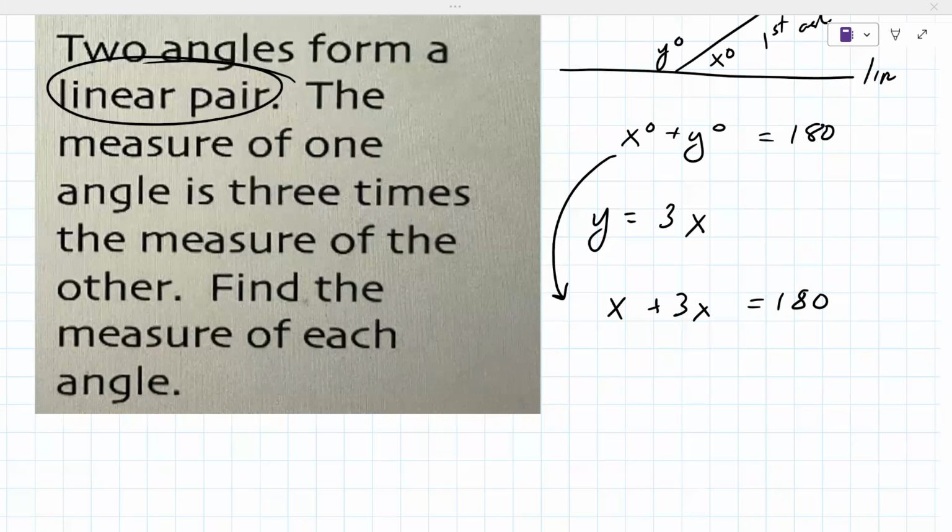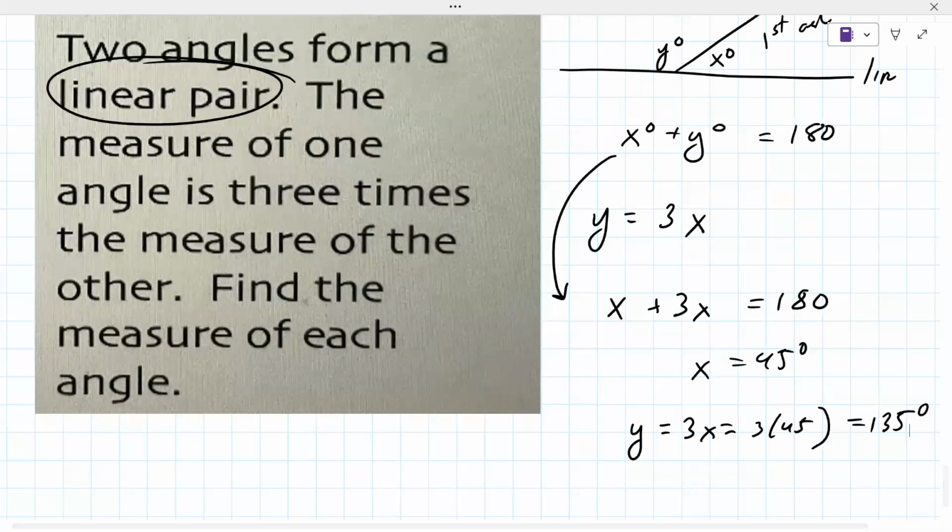Yeah, 45. X is 45. Good. Now, is it asking for the value of X? Does it say find the value of X? Nope. It says to find the measure of each angle. Well, we've got one of them, but now we need Y. Y is 3X. 3 times 45 is 135. Now, some teachers are really particular about you putting that degree symbol there. I obviously don't grade your assignments, but that could be something to look out for.